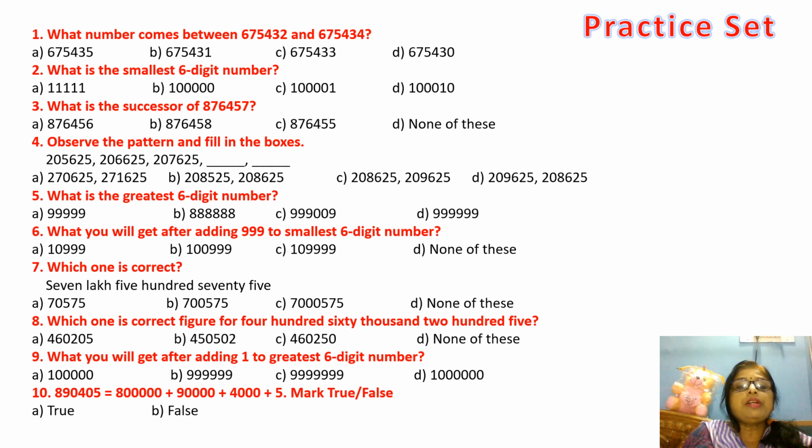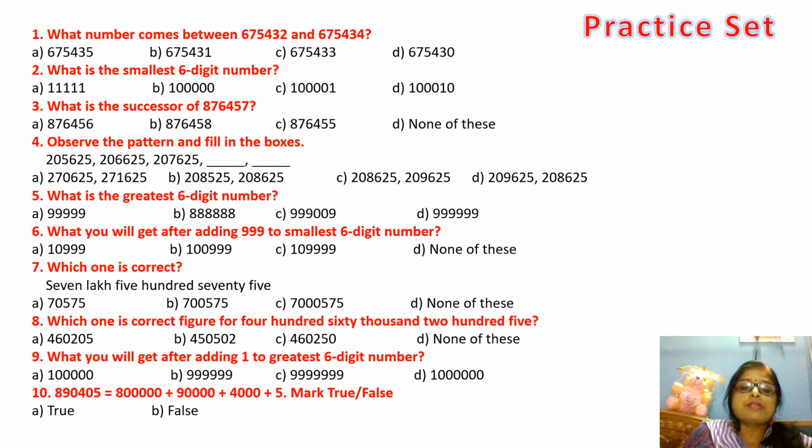So the first question is, what number comes between this and this? Choose the number and write it. Only one answer is correct and you have to find out only one answer. Then, what is the smallest 6-digit number? You know that. What is the successor of this digit? Successor means plus 1. You will add plus 1 and then you will get the successor. Observe the pattern and then write it.